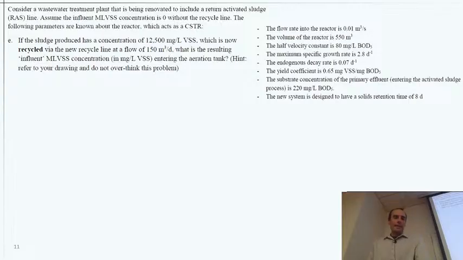So, all the way down to part E then, we have if the sludge produced has a concentration of 12,500 milligrams per liter of VSS, which is now recycled via the new recycle line at a flow rate of 150 cubic meters per day. What is the resulting influent MLVSS? And I put influent in quotes. That's the stuff that's actually coming into the reactor, entering the aeration tank. And I give you a hint, refer to your drawing, so maybe draw it up again, and do not overthink the problem.